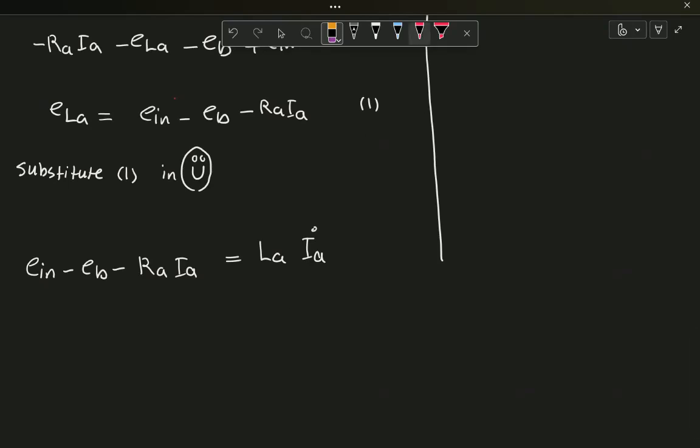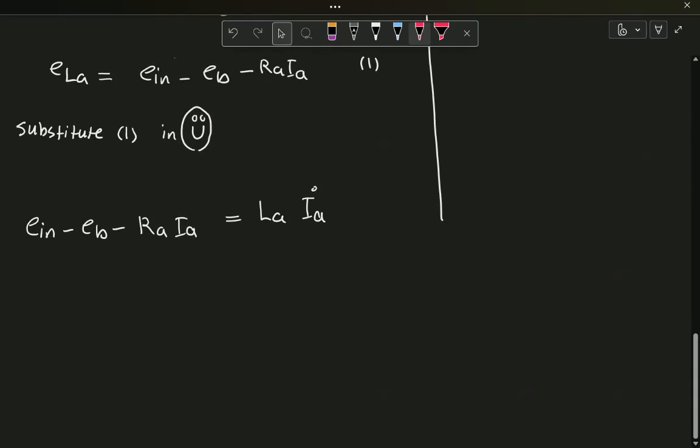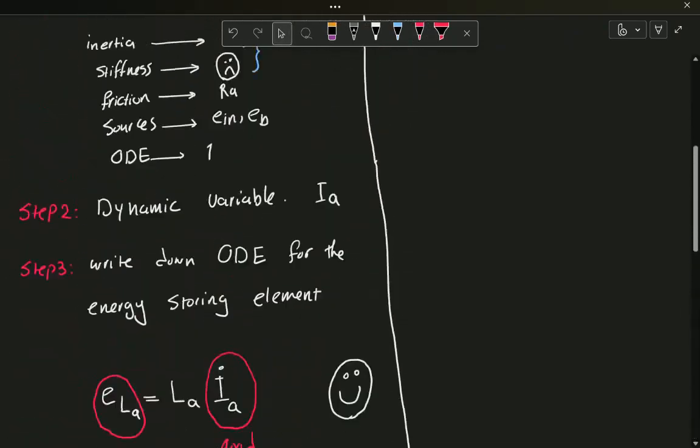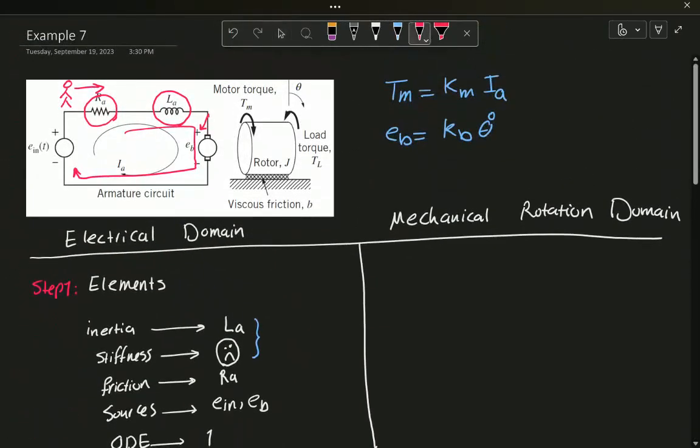Okay. Now, before moving forward, you guys notice that there is a link in this equation to the mechanical side, and that link is coming from EB. Where did we have EB? We had it here.